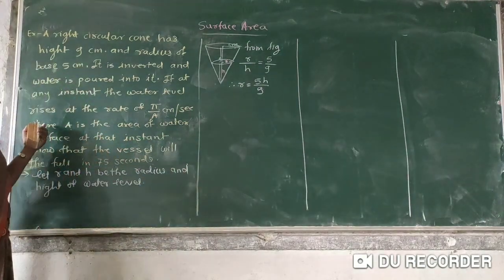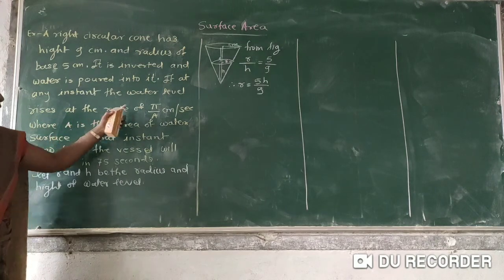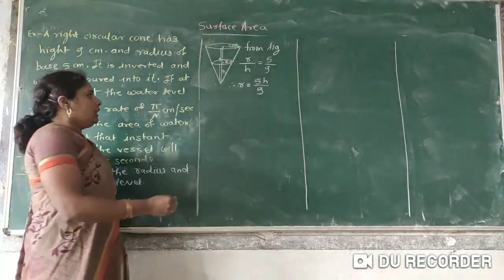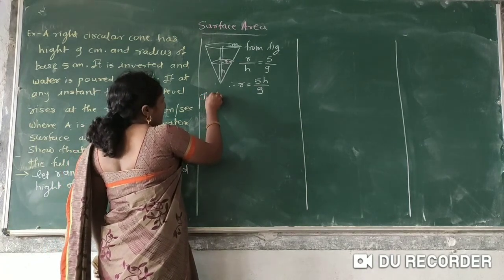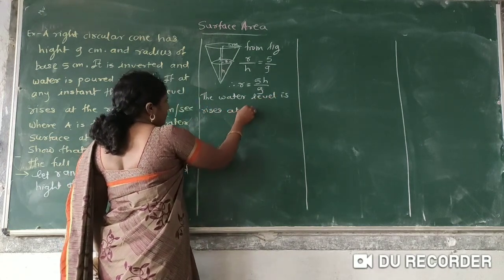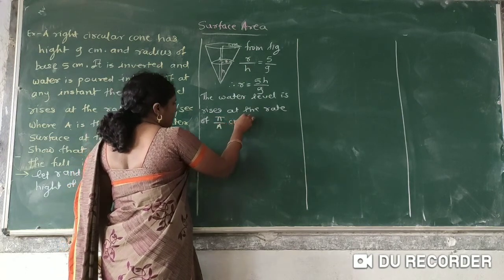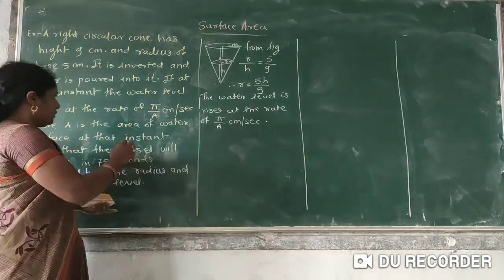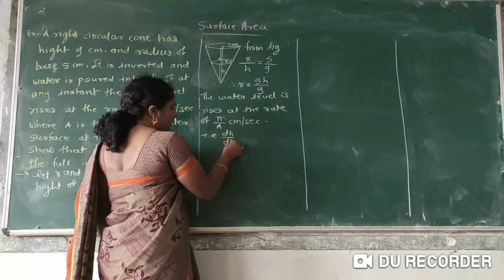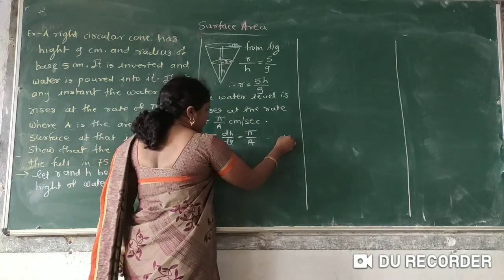Now given that if at any instant the water level rises at the rate of pi upon A, that is, the height of the water level increases at the rate of pi upon A centimeter per second, that is dH by dt is equal to pi upon A. Suppose this equation is 1.